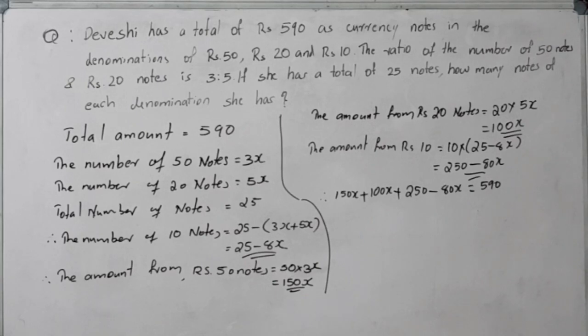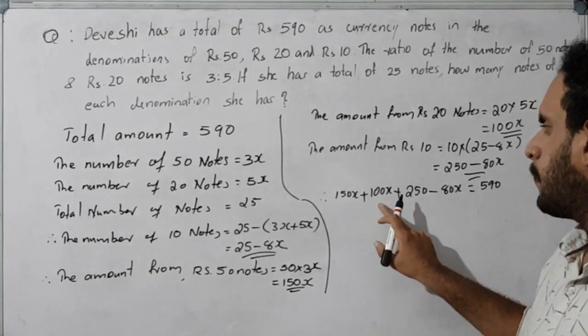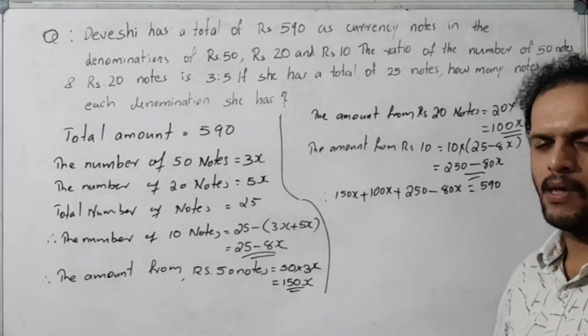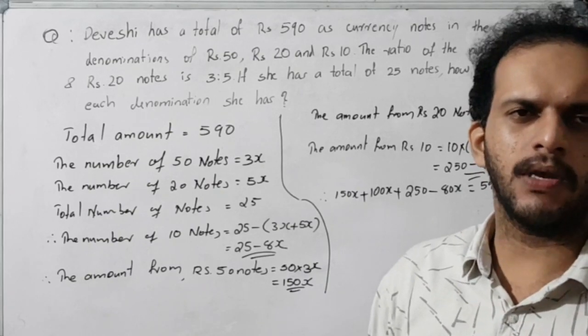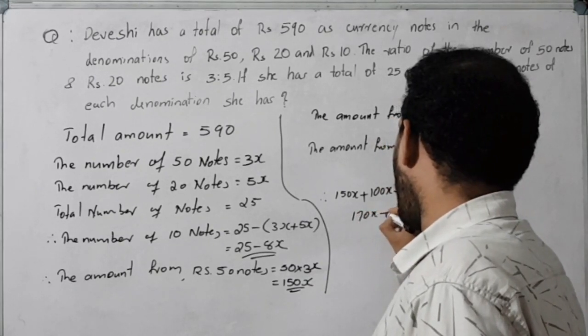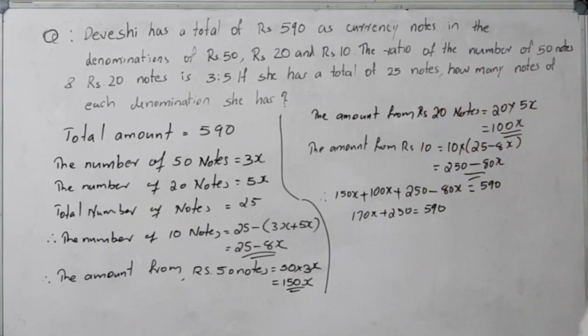Okay, then 150x plus 100x minus 80x, what do you get? 150x plus 100x is equal to 250x, correct? 250x minus 80x, 250 minus 80, what is 250 minus 80? 170x, correct? 170x plus 250 is equal to 590. Then what is next? Next we need to find the value of x, correct?